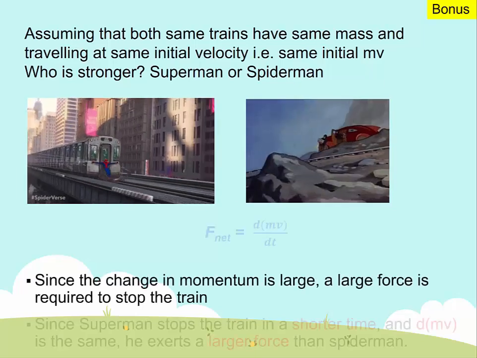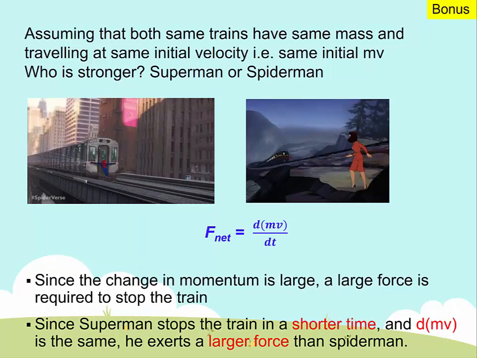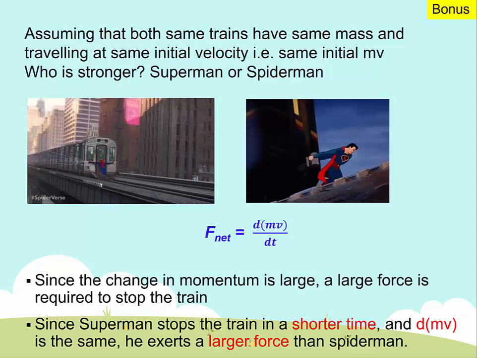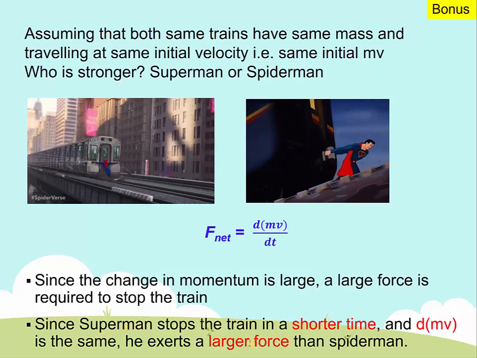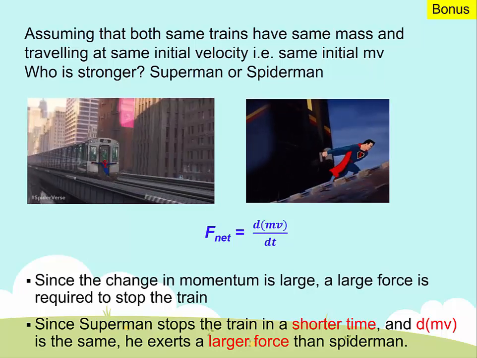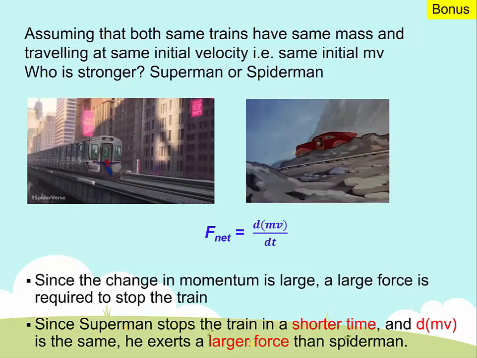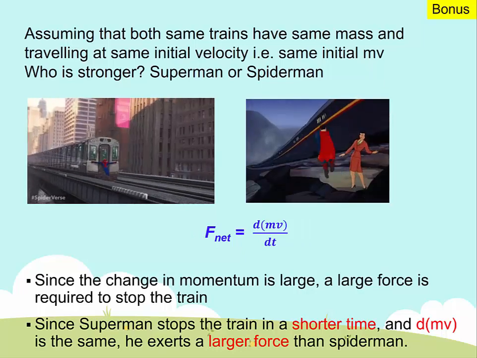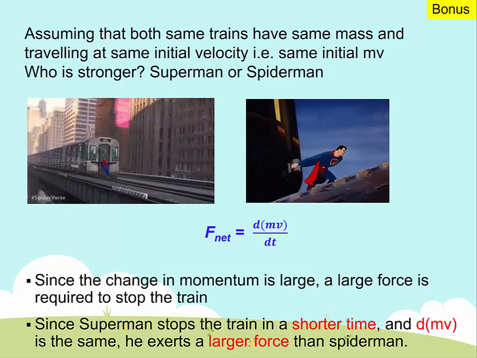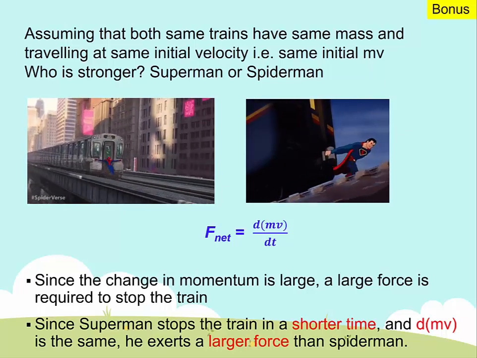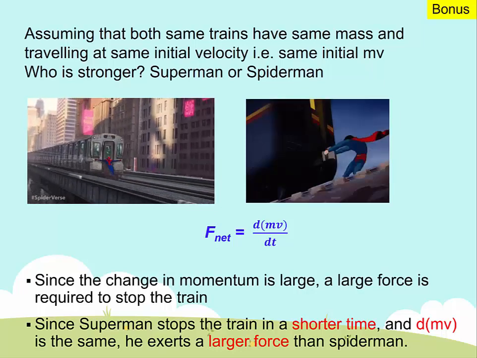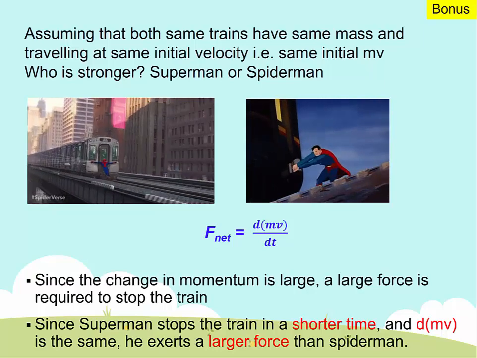Both have the same change in momentum because they have the same mass and the same initial velocity, and the final velocity is 0. So a large force is required to stop the train. But Superman stops the train in a shorter time. So the change in momentum is the same for both Superman and Spider-Man. But because Superman stops it in a shorter time, he exerts a larger force.